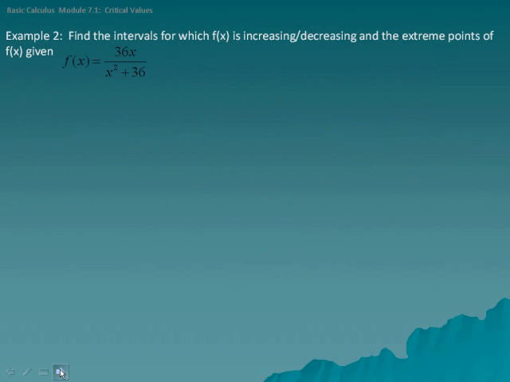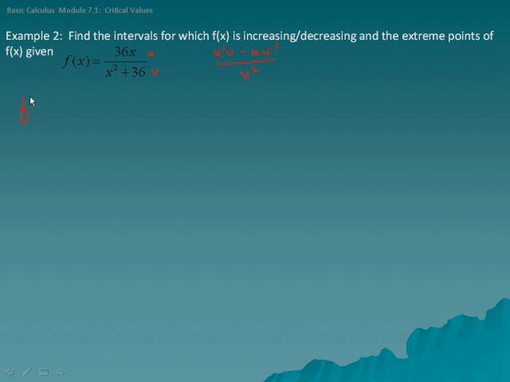Example 2. Find the intervals for which f of x is increasing or decreasing and the extreme points of the function, given that f of x is equal to 36x over x squared plus 36. So in order to find our critical values or extreme points, we need to take the derivative of this function. And remember, we're going to have to use the top being u, the bottom being v, u prime v minus u v prime over v squared, because we're going to have to use the quotient rule.